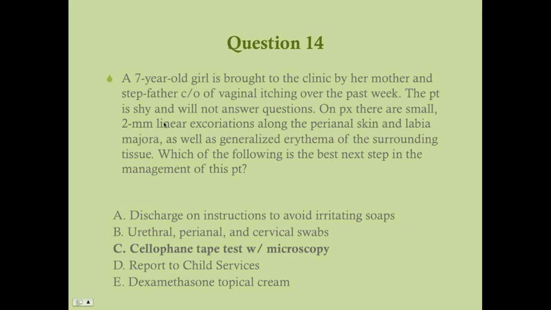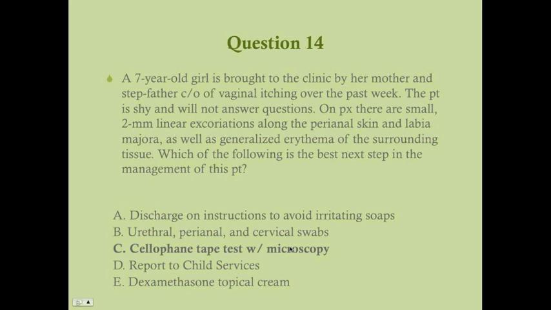This is pinworm, which is caused by Enterobius vermicularis, and we can easily test for this by taking some tape and swabbing around the areas that are affected, and then looking at that under a microscope, and you'd be able to see the eggs. We would then treat this with an anti-parasitic. I think I actually have this in the next question, so I didn't want to say the name. Discharge on instructions to avoid irritating soaps is always a good thing to tell patients of little girls, because soaps can cause vaginal itching.